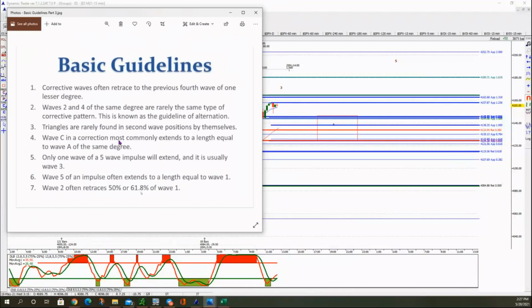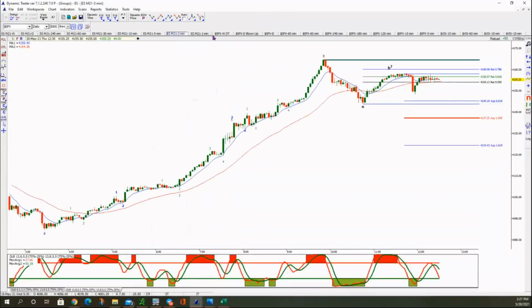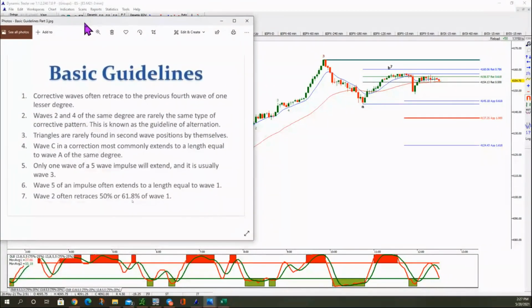Okay, wave C in a correction most likely extends to a length equal to wave A of the same degree. So right now, this is your wave A, this is B. If we measure down from here to the top of here, that's the equal length right there. Simple ABC pattern. So that's a guideline. That one works a lot.